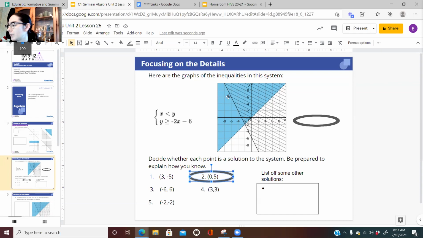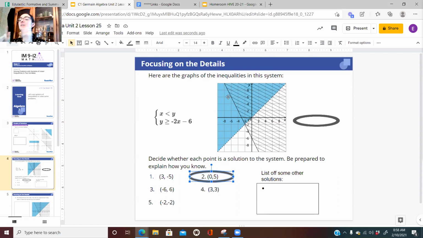Go ahead and unmute, buddy. Yeah, number 3. It's -6, 6. So over -6 up to +6. I thought it was a solution because it's located on the graph, in the solution region, on the solid line. Very good, Gabe. You're anticipating all my questions.